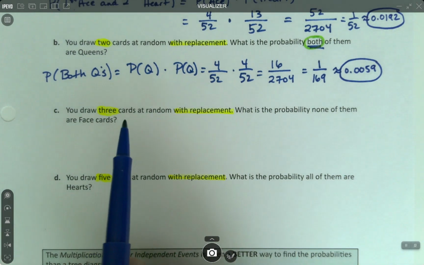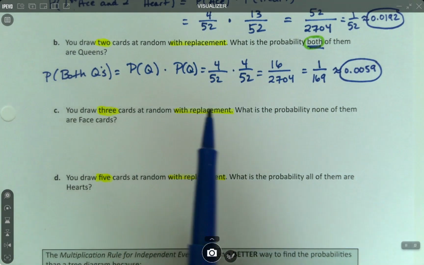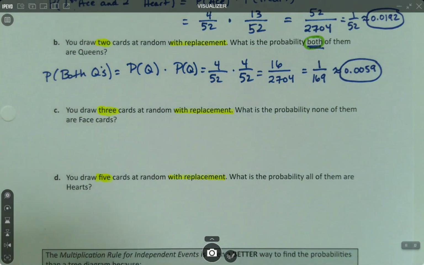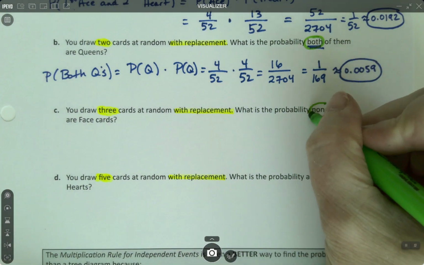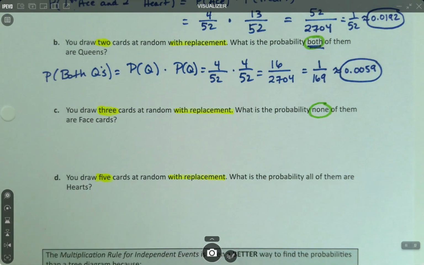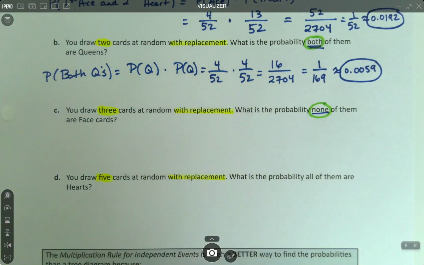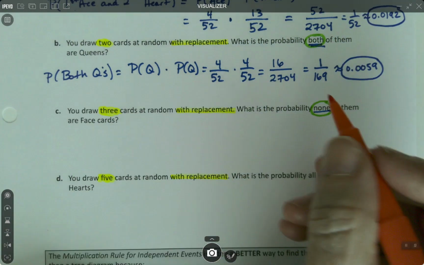We want to draw 3 cards at random. And what is the probability that none of them are face cards? None. All right, well, that's a tricky business because I don't want the first one to be a face card. I don't want the second one to be a face card. I don't want the third one to be a face card. So the first thing I need to do is figure out, hey, what's the probability of a face card? So let me just start with that.